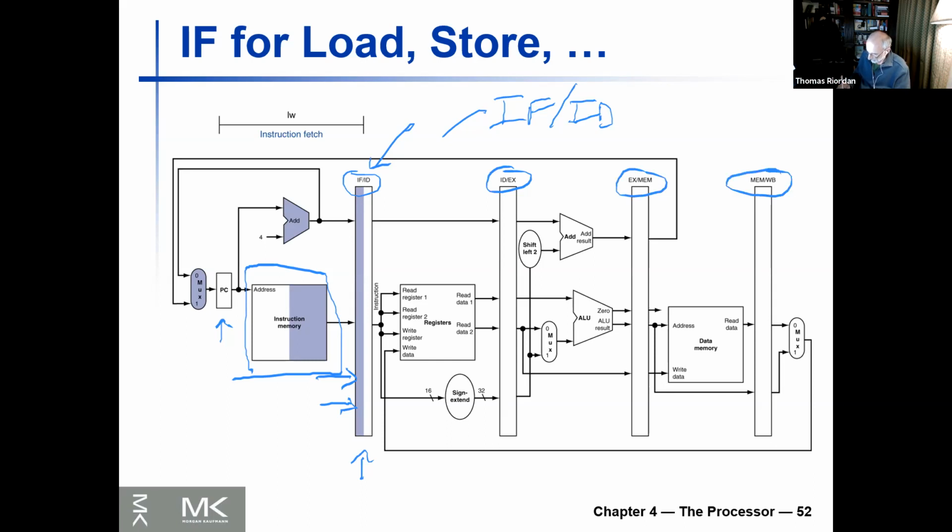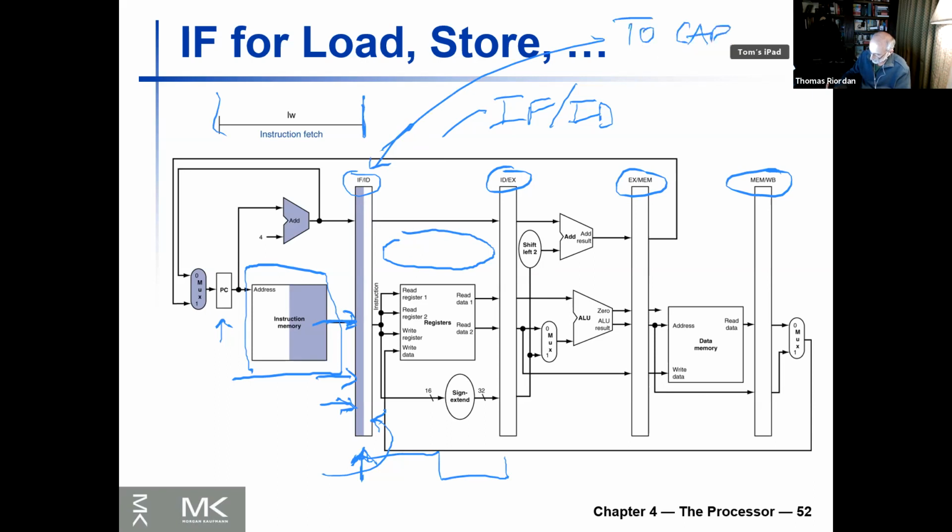When the rising clock edge happens here, the instruction goes from having just been read out of the memory to the output of the register, and now it's available for the whole next cycle. So that's what happens during the instruction fetch cycle, and we have a pipeline register there to capture the result of the instruction fetch.